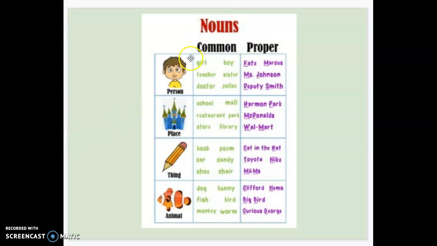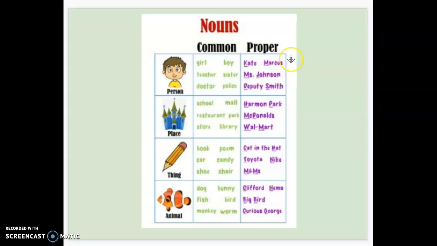A reminder that a common noun is a word that refers to a person, a place, a thing, or an animal. When we use common nouns, we're talking, for example, about any teacher in a building. We're talking about any restaurant that might be in a town. We're talking about any pair of shoes that might be in your closet or any dog that might be a pet. Those are all common nouns because they are not giving specific names.